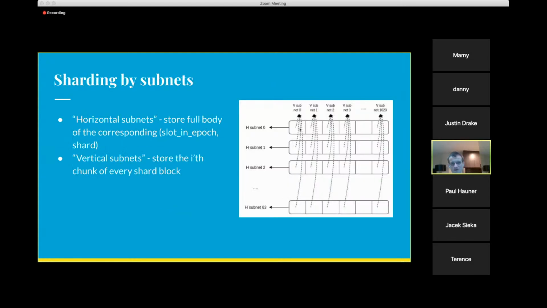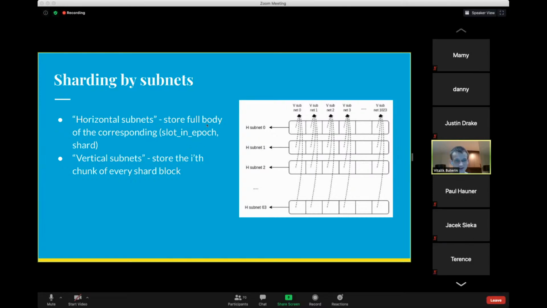So, sharding by subnet. This is where we get to how this is all supposed to look from a peer-to-peer point of view. We have 2 kinds of subnets. I call them horizontal subnets and vertical subnets, and it's good to think of them as a grid. This diagram is a little bit wrong. Ideally, we wouldn't just have 64 horizontal subnets; we would have 2048 horizontal subnets, one for every pair of a slot in an epoch, from the 0th slot up to the 31st slot, and the shard from 0 to 63.